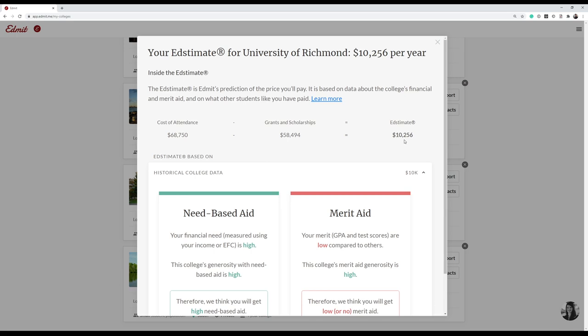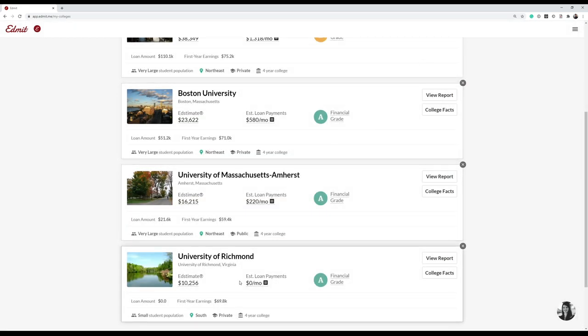Based on the information we have in our profile about our available college dollars, such as family savings, annual cash contributions, annual student wages, and any other outside scholarships, we can see the estimated loan payment is $0 per month, meaning there's no loan to go to University of Richmond. That information paired with the first year earnings of around $70,000 for a computer science major leads us to say this is a really good financial fit.